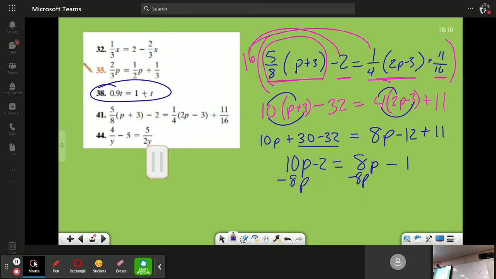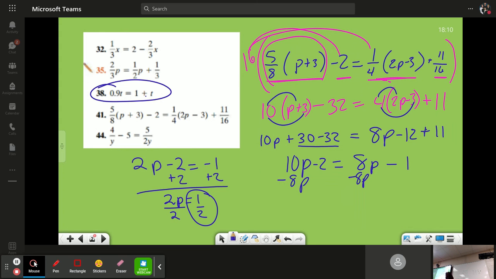And that's going to give me 2 minus 2 equals, all right, adding that 2 to both sides. And 2 times p equals 1. And right there is my answer. P equals 1/2. Okay? 5:30 to 6:45, right? We're doing good.